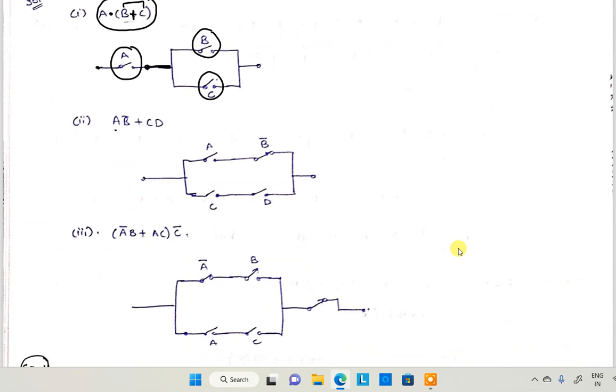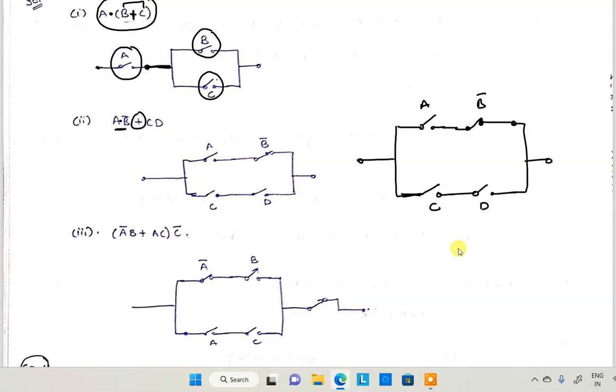Next, coming to AB bar plus CD. First, A is there, that is a representation. Next, B bar. Here the dot is there, and that is nothing but a series. So this is A, this is B bar. Next, the plus is nothing but a parallel. So another line, this is the C representation, and this is the D representation. Finally, these two branches are parallel, and this is the equivalent circuit.